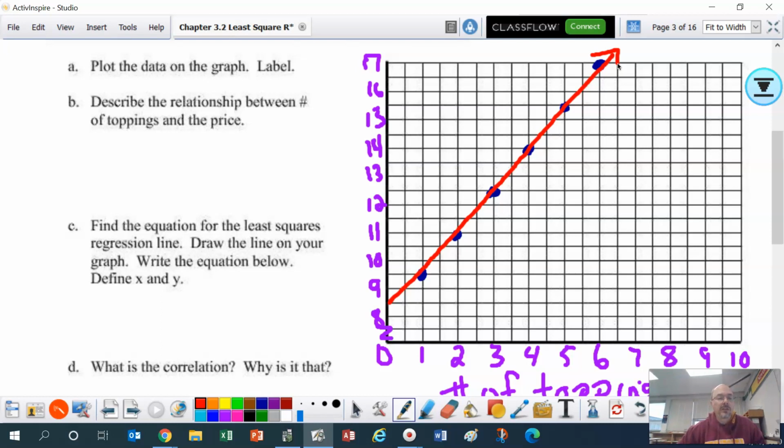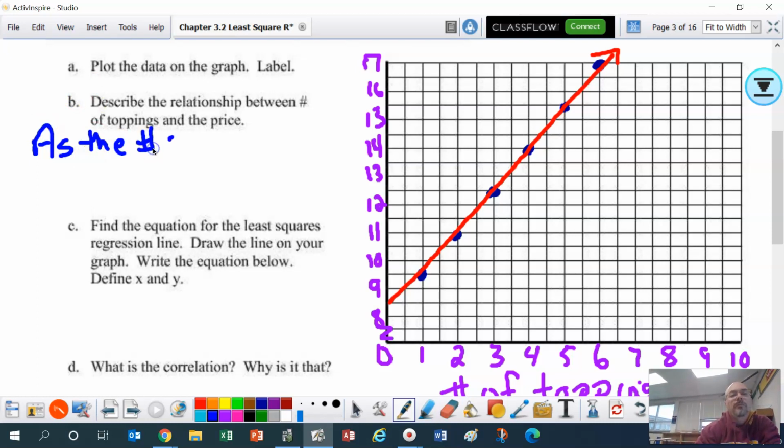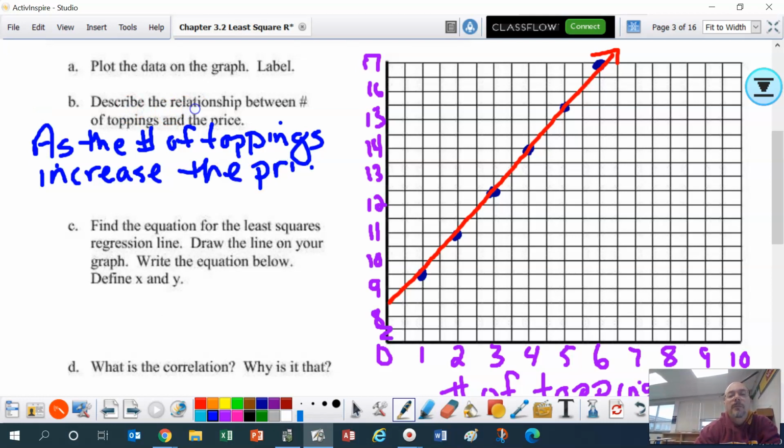All right, so first of all, let's look at B. It says describe the relationship. Well, as the number of toppings increase, the price increases. Pretty obvious, right? So we have to write a complete sentence describing the relationship. Remember, we're going to be describing a lot.